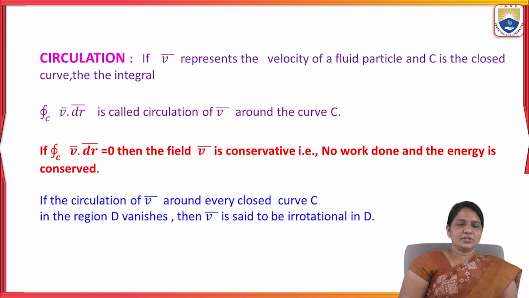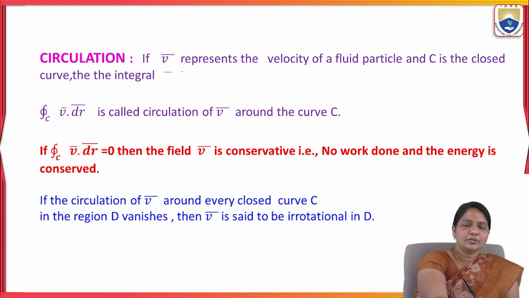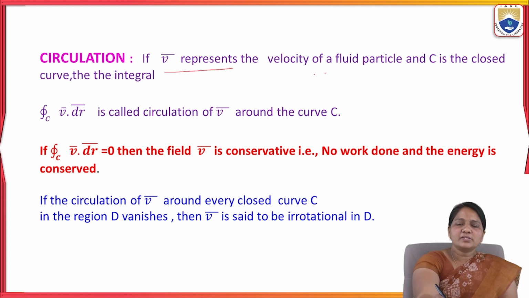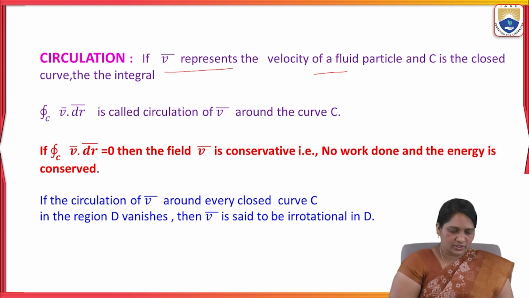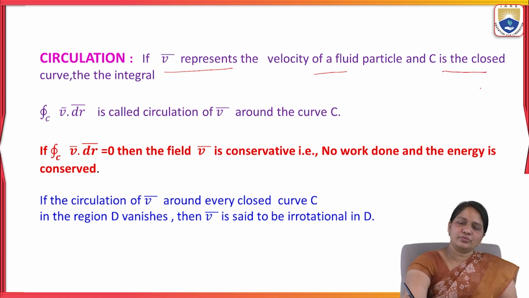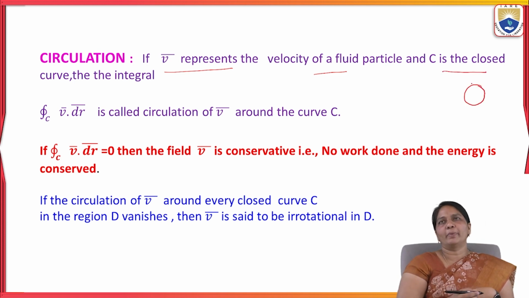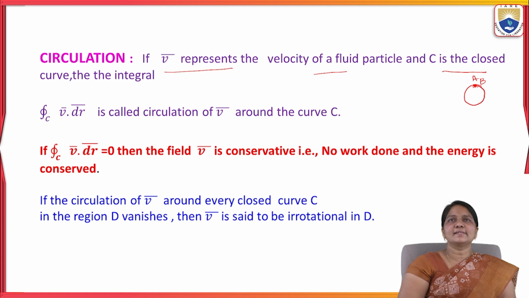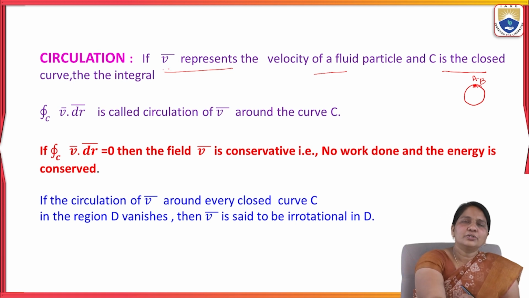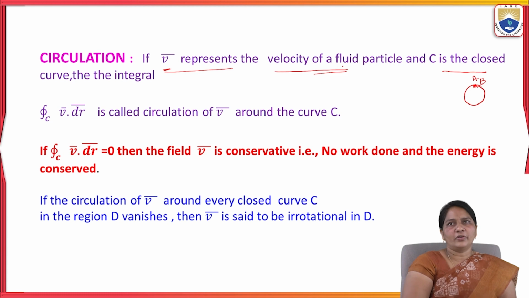Next, coming to circulation, we can observe here: if V bar represents the velocity of a fluid particle, and C is a closed curve. Closed curve means there is no opening, so the starting point is A and the ending point is also A. This is the closed curve. So V bar represents the velocity of a fluid particle.